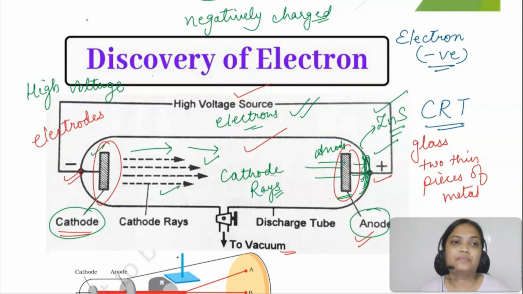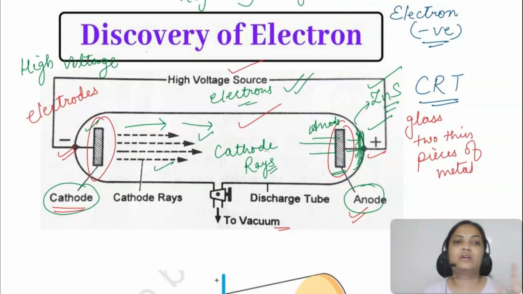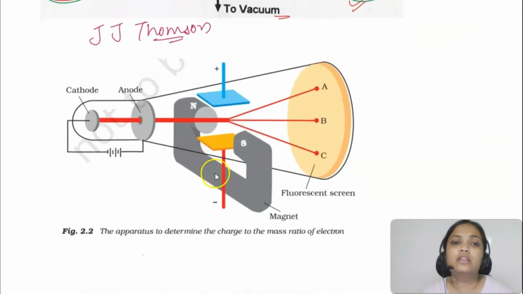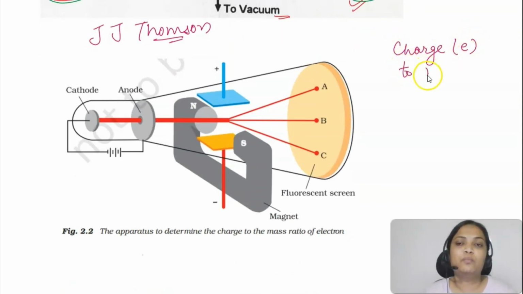All right, so students, these rays were discovered, and we got to know that they consist of negatively charged particles, which we called electrons. There was a scientist named J.J. Thomson, you might have heard the name many times. He tried to find out the charge to mass ratio, e/me, where me is the mass of the electron, for these particles.